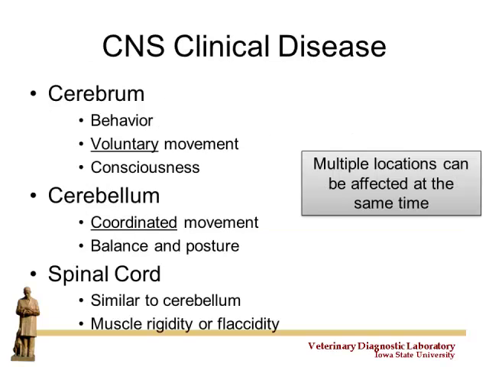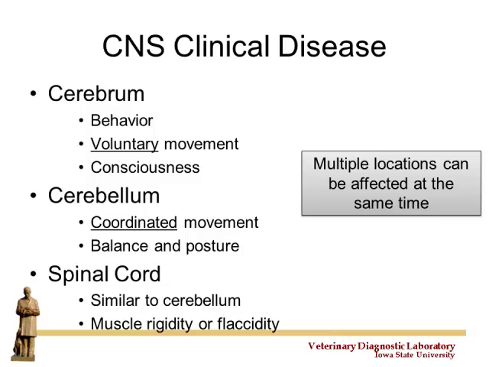So first, real quickly, I broke down the brain, the CNS, by cerebrum, cerebellum, and spinal cord. Just a refresher from your anatomy class back in vet school: the cerebrum actually controls behavior, voluntary movement, and consciousness. So if there's an absence of voluntary movement, i.e. probably paddling non-stop, probably the cerebrum is affected. Cerebellum is associated with coordinated movement and balance and posture. So if you have ataxia or incoordination, that's probably involved.